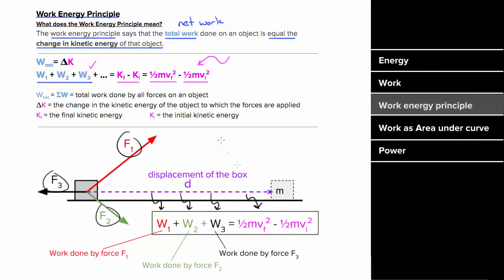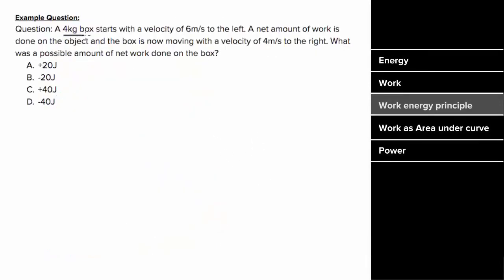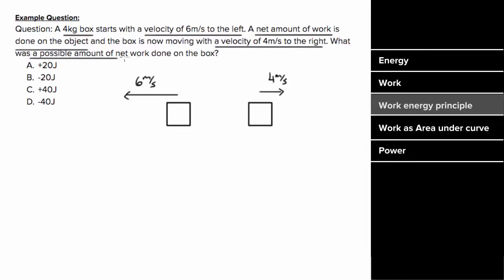So what's an example of the work energy principle? Let's say a 4 kilogram box started with a velocity of 6 meters per second to the left. Some net amount of work is done on that box, and it's now moving with a velocity of 4 meters per second to the right. We want to know what was the amount of net work done on the box. Without even solving it, we can say since this object slowed down, energy was taken from it, so the amount of net work had to be negative, which means it's either B or D.